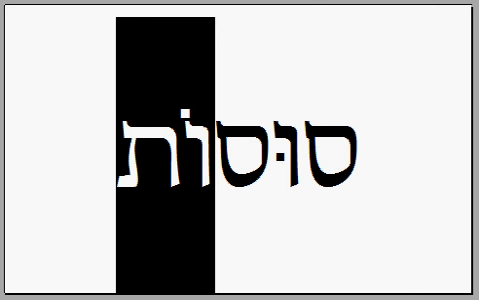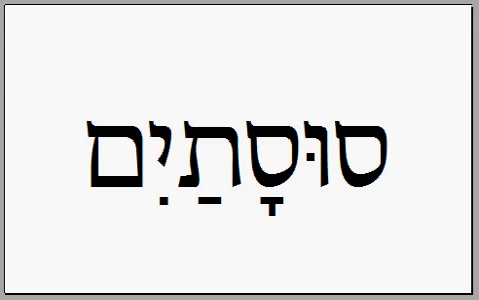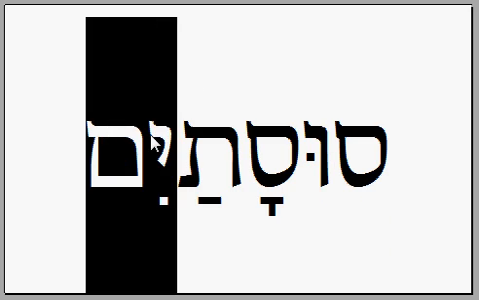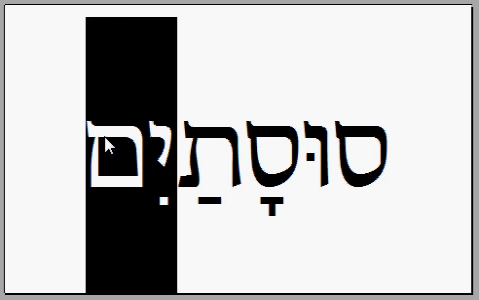Now, one thing that does stay the same is when we're looking at something that is feminine, plural, and dual. If we have a tav ending, the tav is actually going to stay here, and the only difference is we're going to add the yud and the mem. But if it doesn't have a tav ending but has the hey, the hey is going to change into a tav, and then after that we take the yud and the mem and add them together.